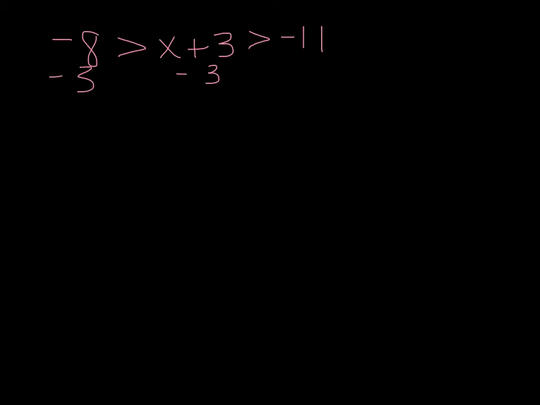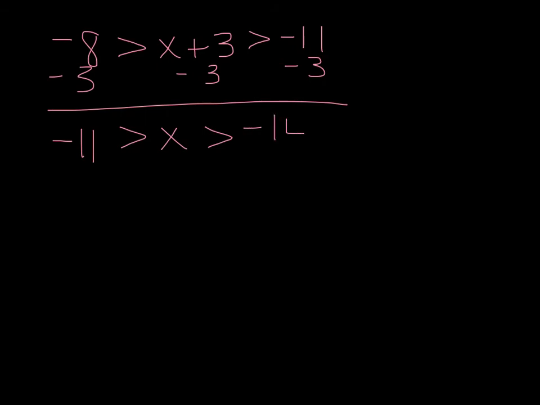So I'm going to subtract 3 from the negative 8. Well, if I subtract 3 from the middle, I'm also going to need to subtract 3 from this side over here as well. So I need to subtract 3 from both sides of the inequality. So it's almost like you're doing two equations in one. Negative 8 minus 3 gives you negative 11. And negative 11 minus 3 gives you negative 14.